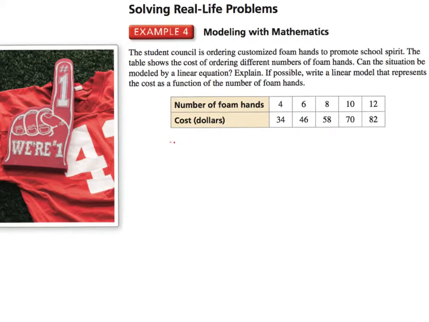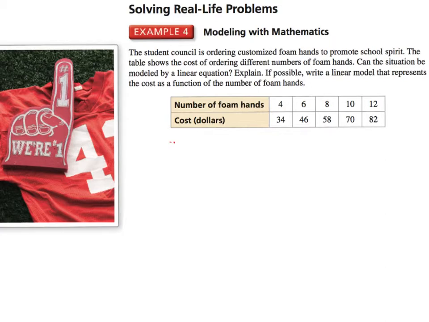All right, our last example. The student council is ordering customized foam hands to promote school spirit. The table shows the cost of ordering different numbers of foam hands. Can the situation be modeled by a linear equation? Explain, if possible. Write a linear model that represents the cost as a function of the number of foam hands.